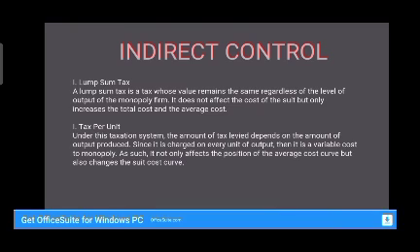And the second one is tax per unit. Under this taxation system, the amount of tax levied depends on the amount of output produced. Since it is charged on every unit of output, it is a variable cost to the monopoly. As such, it not only affects the position of the average cost curve, but also changes the marginal cost curve.